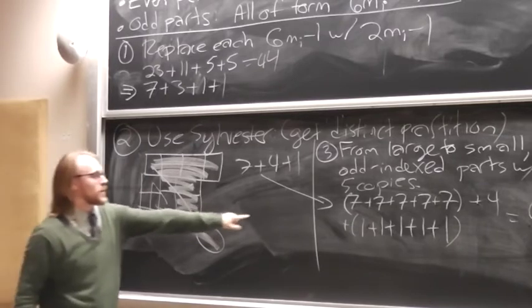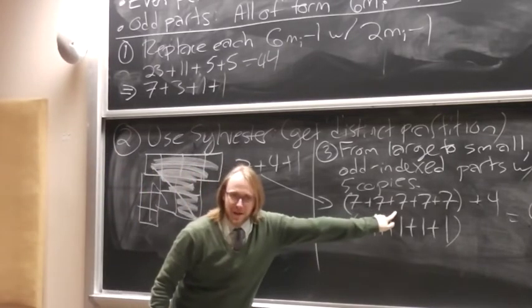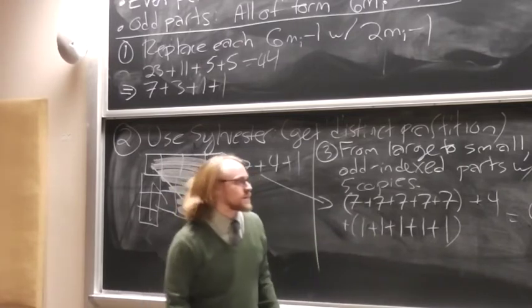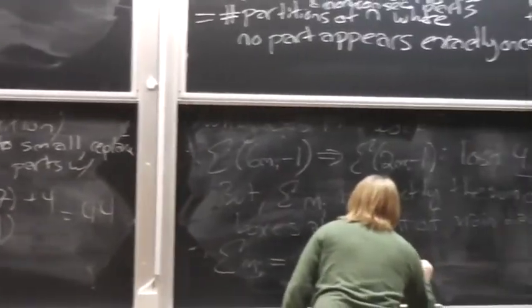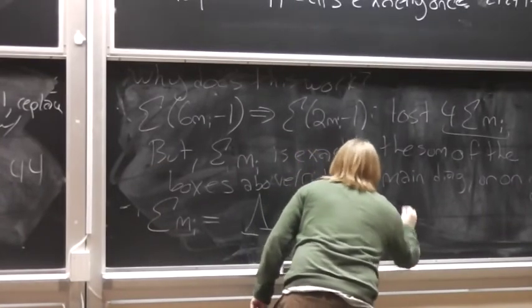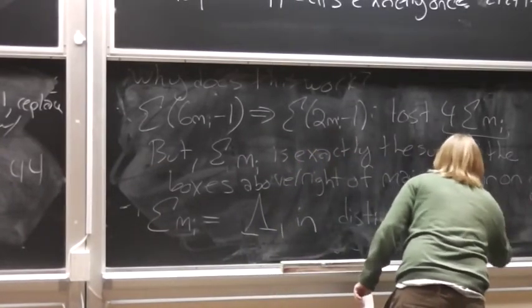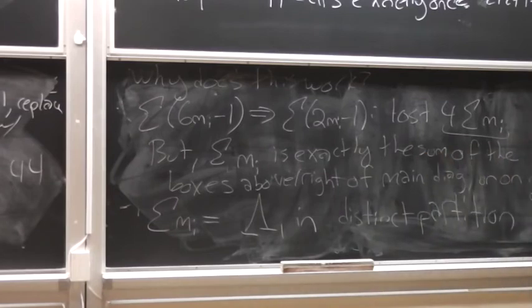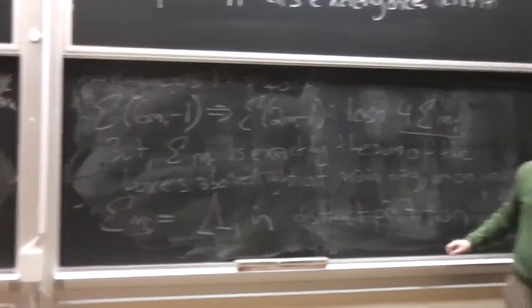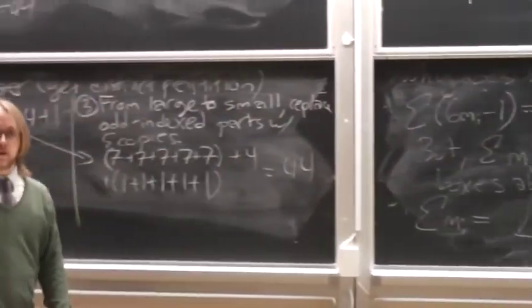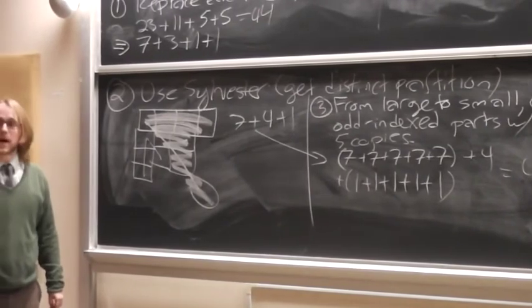And so what's going on here, we are adding back in 4 copies of each of the odd index parts. The sum of the m_i's is equal to lambda 1 in the distinct partition, where lambda 1 is the sum of the odd parts. And so what are we doing here? We're adding in 4 of each of these. We're restoring that 4 times the sum. And so that is how all of this stuff works. That takes care of that. Questions, comments?